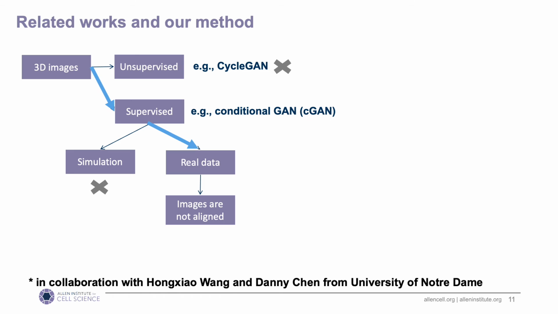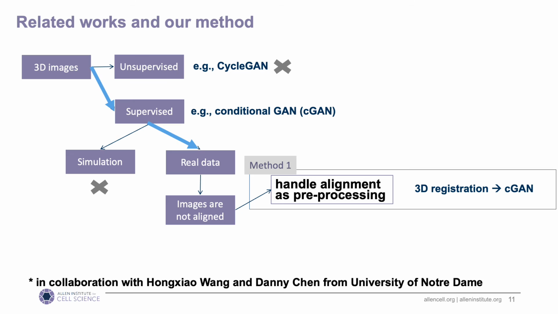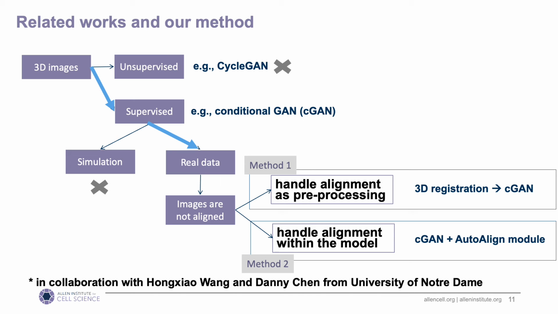Then, the biggest challenge comes. The images are not aligned. To deal with this issue, we propose two methods. First, we build an effective 3D registration workflow to prepare aligned images for training. Second, when the images are not well aligned, we build an auto-align module inside the neural network to automatically learn alignment. The results shown in previous slides were using 3D registration. The auto-align method could achieve similar performance. This work was done in collaboration with Hongxiao Wang and Danny Chen from the University of Notre Dame. We will put all the details in our paper coming very soon.